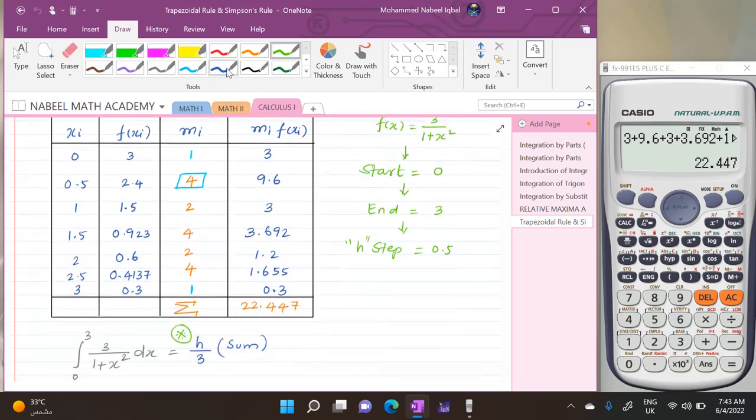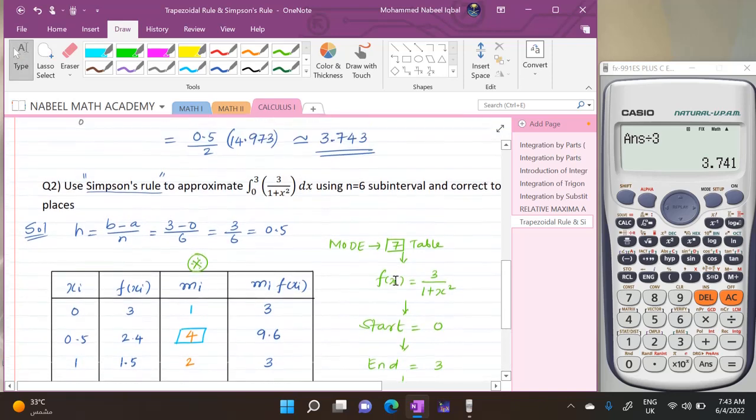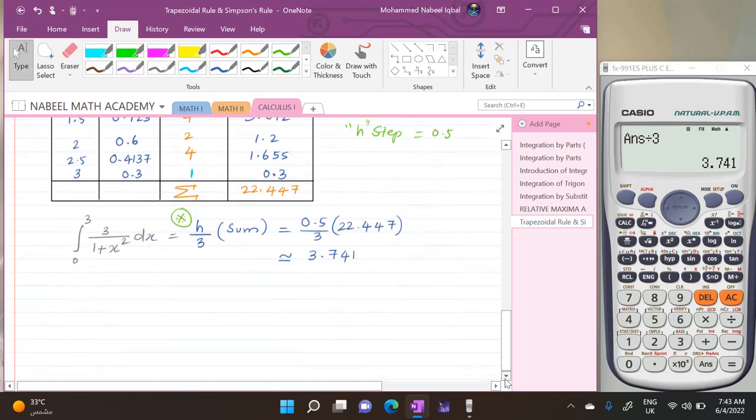Now I have all the values, just substitute the values. So what is that? It is 0.5 over 3 into 22.447. So I have to calculate this, 0.5 over 3 into 22.447. So the answer will be, which is approximate to 3.741, which is the nearest to the exact value. You can check the answer using calculator as we did before.